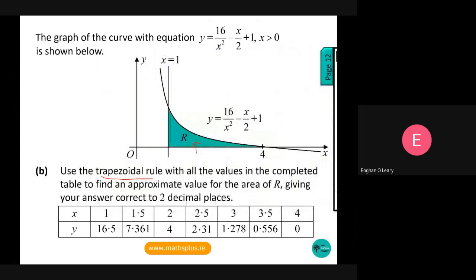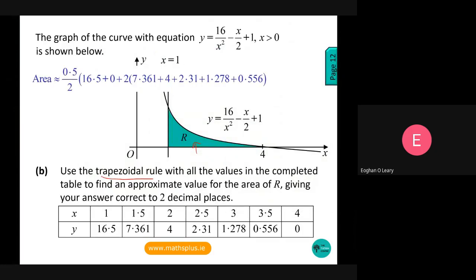Okay, so here's what we do. We fill in our formula. The width, I'm falling into the same trap myself, the width is 0.5. It's 0.5 over 2 times 16.5, which is your y1, plus your last height, which is 0 because it's over here at the point (4, 0), plus 2 times the sum of the remaining heights. I multiply it out and I get an approximate answer of 11.8775. And of course, I want it correct to 2 decimal places, so it's approximately 11.88 units squared.